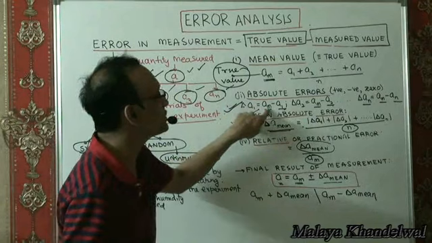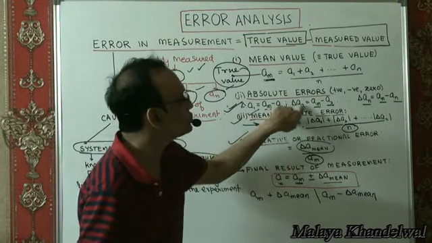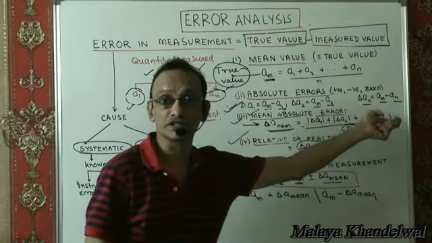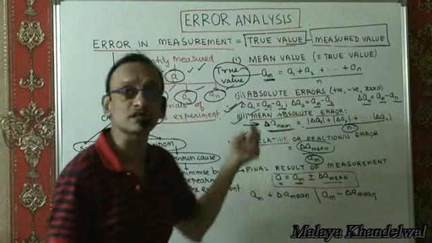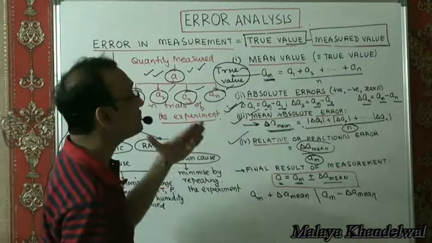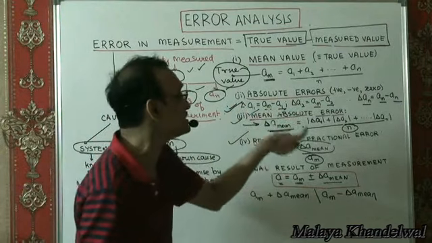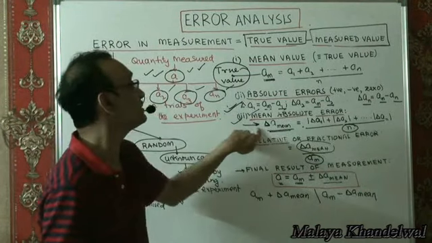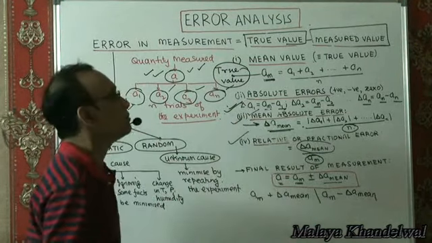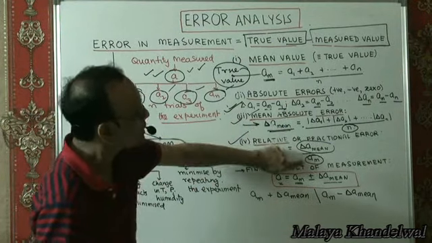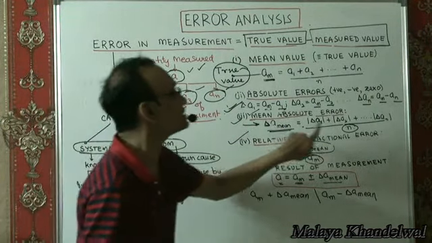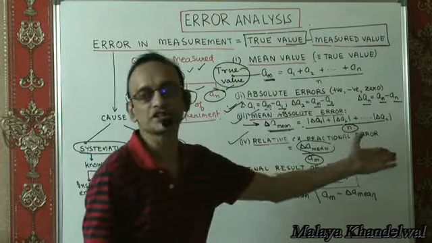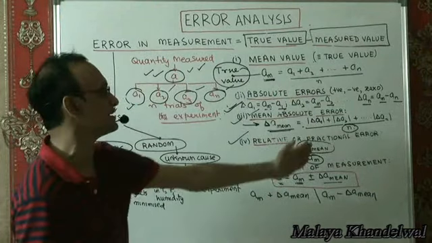So delta A1 would be true value minus measured value. Delta A2, true value minus measured value. So these are absolute errors, some of them positive, some of them negative, some of them zero. And then we take the magnitude of all of these delta Ais and divide by the number of times the experiment was performed. That will give me the mean absolute error. And mean absolute error divided by the mean value will give me relative or fractional error. If you multiply by 100, that will give you the percentage fractional error.